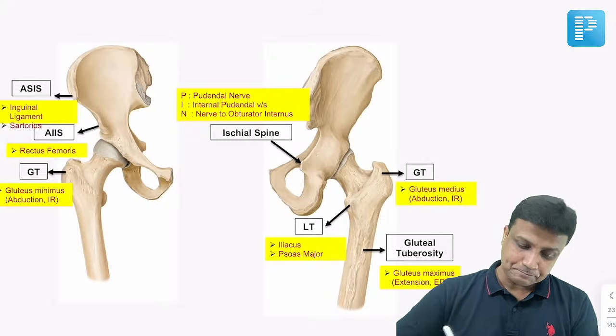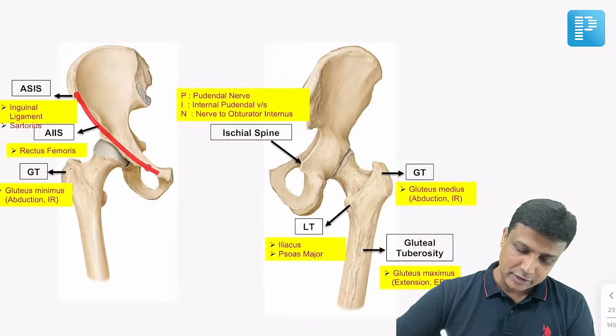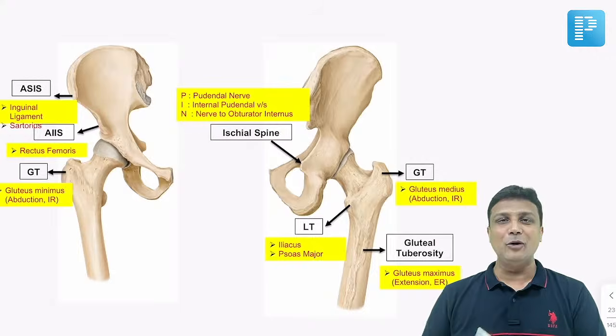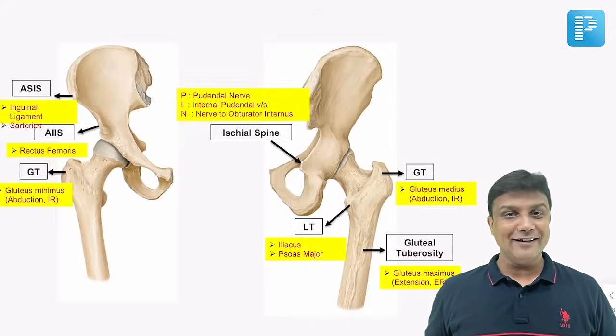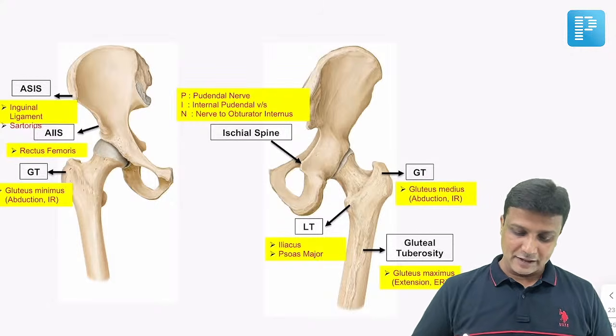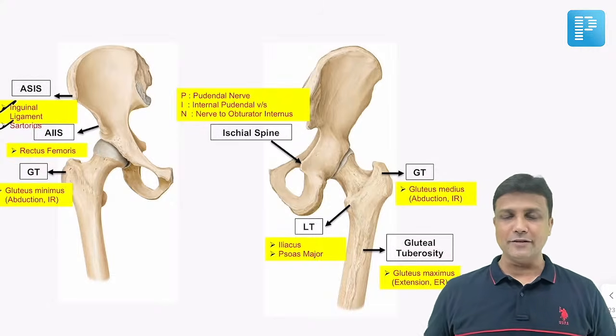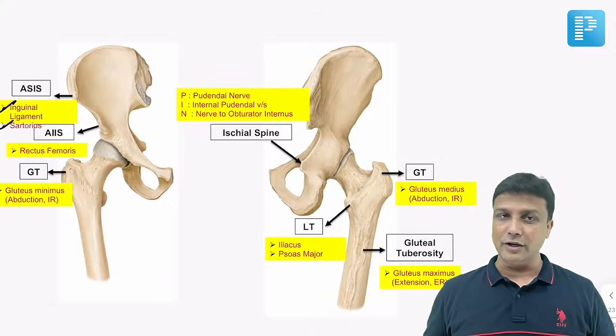Number one, from the anterior superior iliac spine, there will be a ligament, and that ligament will go and get attached to the pubic tubercle over here. That ligament will be the inguinal ligament. And one more muscle, the longest muscle, also originates from here. That is the sartorius muscle. So the inguinal ligament and the sartorius muscle are going to be attached to the ASIS. Number one point to learn.